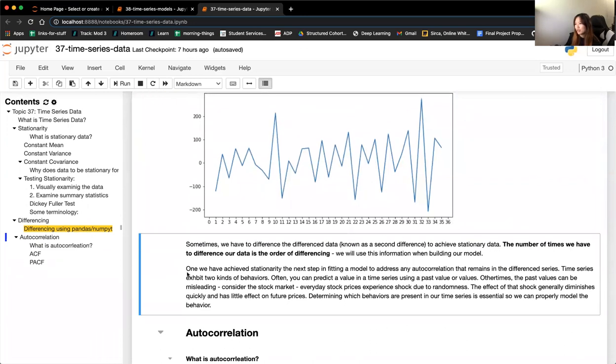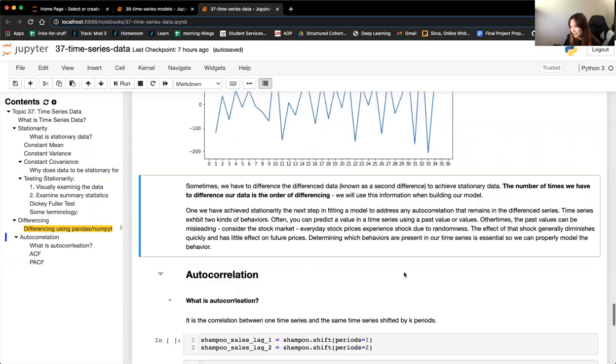All right, so once we've achieved stationarity, the next step is fitting a model, and the next overall thing we're going to look for is autocorrelation. And we'll talk about autocorrelation for the rest of this notebook. Time series usually exhibits two kinds of behaviors. So first, you can predict a value in a time series using a past value or values. I'll get into that after we talk about autocorrelation.